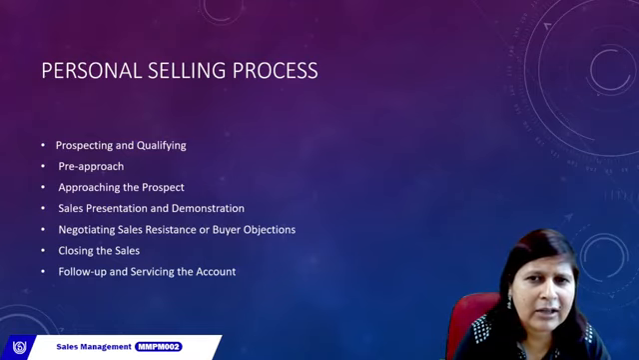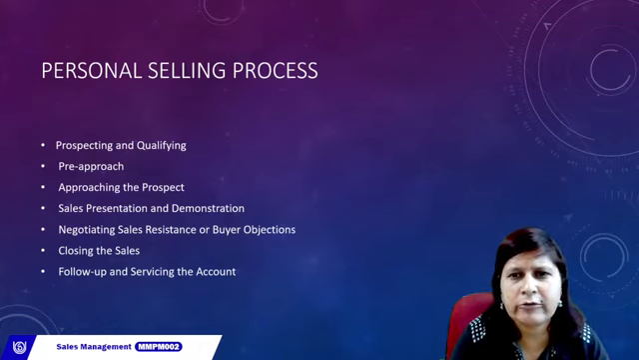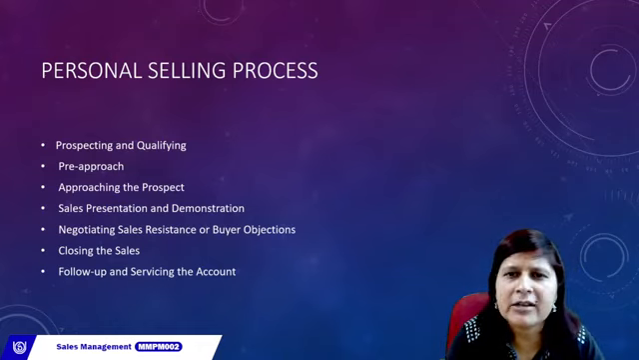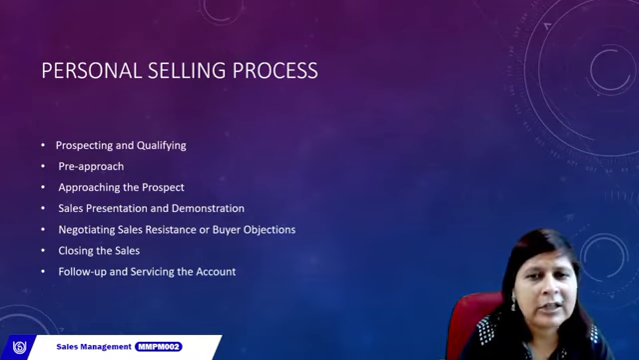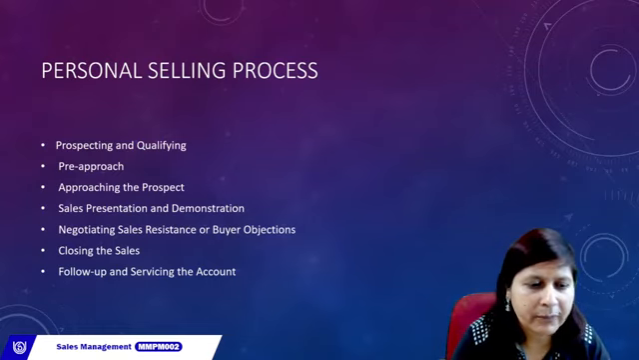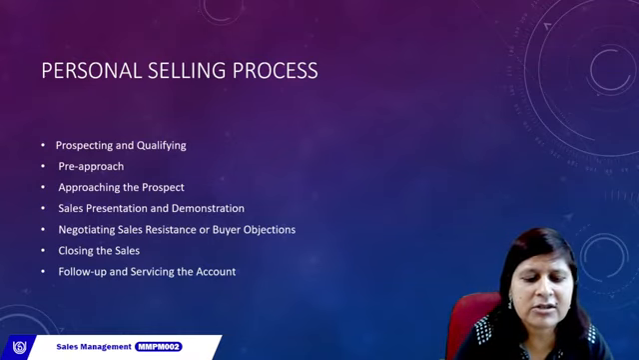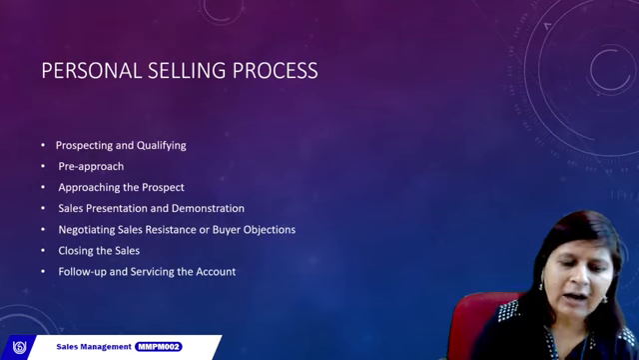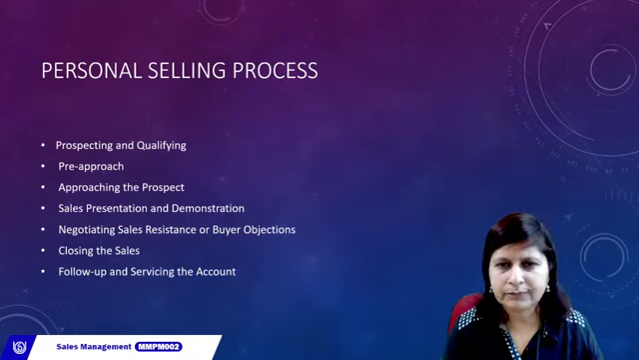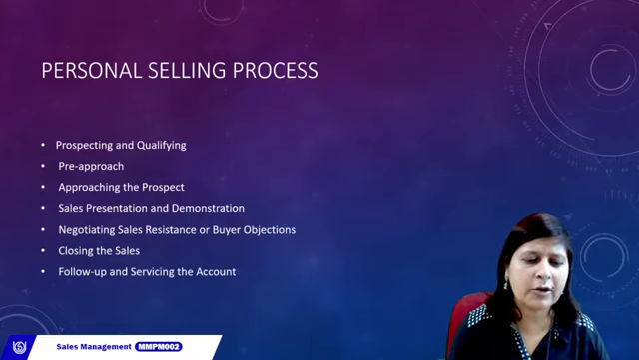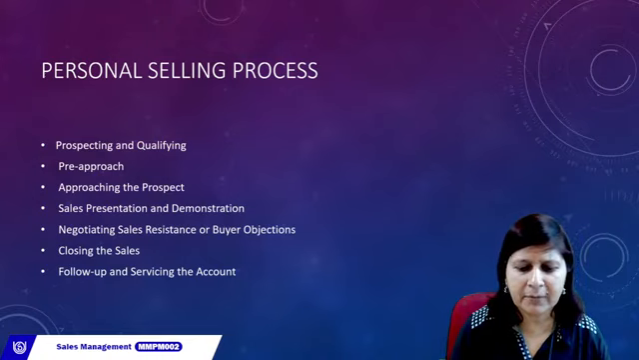Then after that, when your customer or the prospect shows interest in the product, then important is sales presentation and demonstration. Here personal selling plays an important role, that you should demonstrate the product or make a sales presentation, right? Then negotiating the sales resistance or the buyer's objections, right? After the sales presentation, after getting the attention, it is very important that you should create a desire to buy the product, right? Desire, that is negotiating sales resistance and buyer's objection.